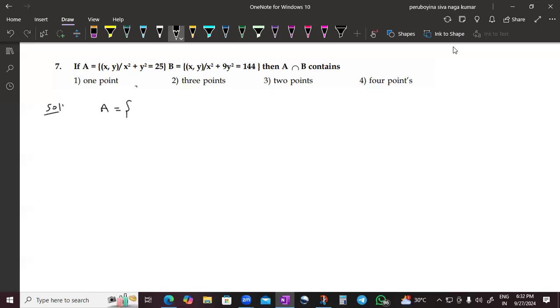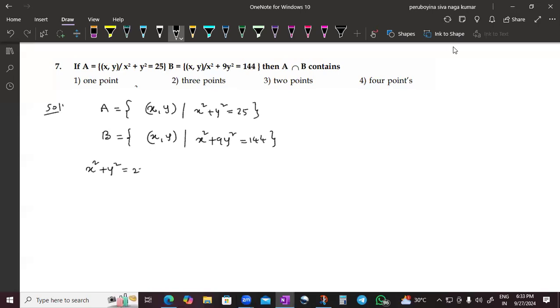Set A is also an ordered pair, and the graphical equation is x square plus y square is equal to 25. And set B is the ordered pair x comma y such that x square plus 9y square is equal to 144. A intersection B contains how many points, it is asking. First we will consider the first graph, x square plus y square is equal to 25. Clearly, it is a circle equation.